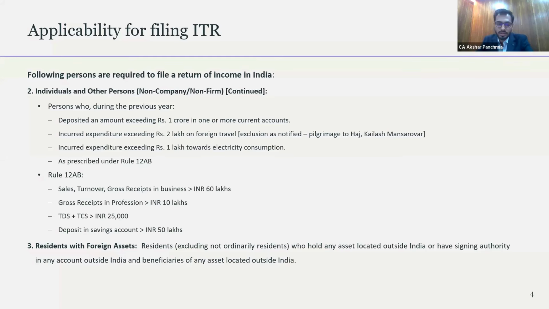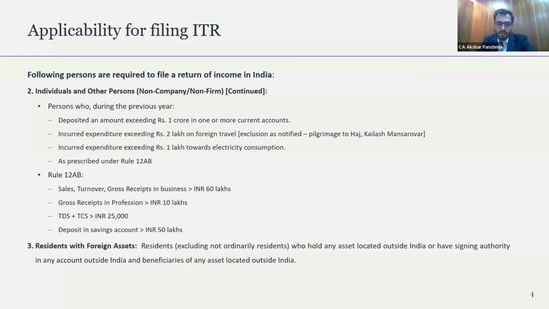Any person who has incurred a loss will also have to file a return where the person is looking to carry forward such loss. So, having said that, we have covered every person who is required to file an income tax return. Now, such a person will ask the next question: which ITR form am I supposed to file?